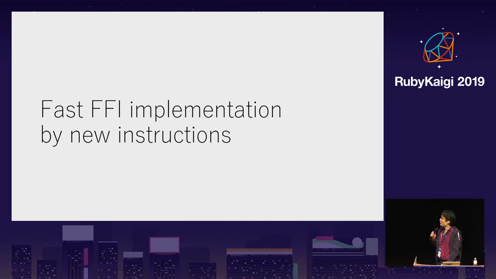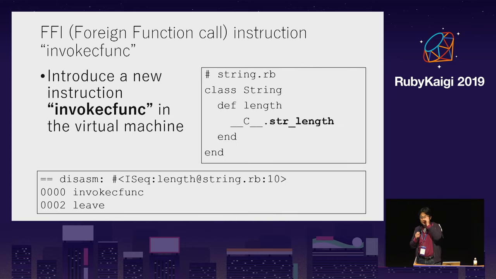Okay, the first one is the FFI, foreign function interface, implementation by new instructions. It means that I introduce a new virtual machine instruction, invoke cfunc. This line will be compiled to these two instructions. So invoke cfunc calls the C function directly, passing the function pointer to this instruction. This instruction calls the function pointer and pops the frame.